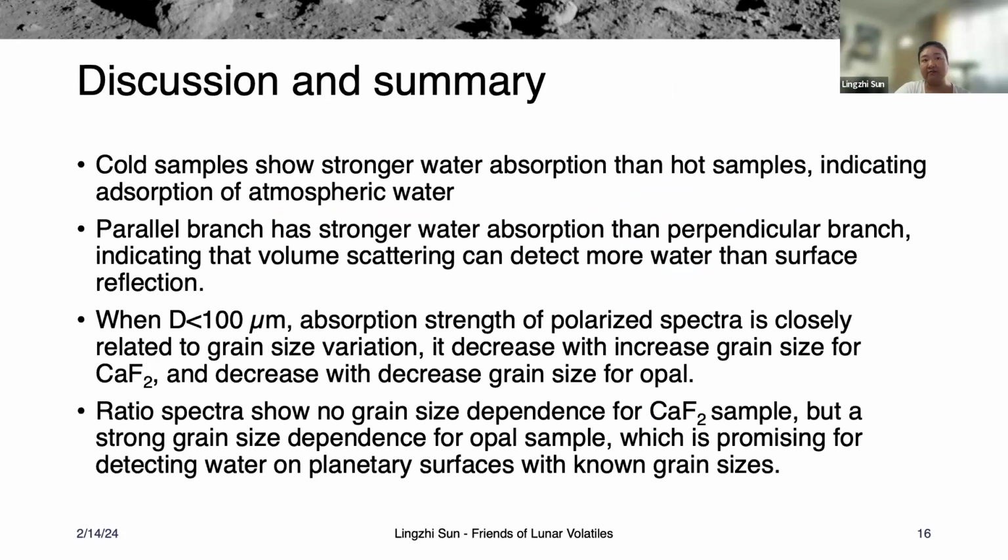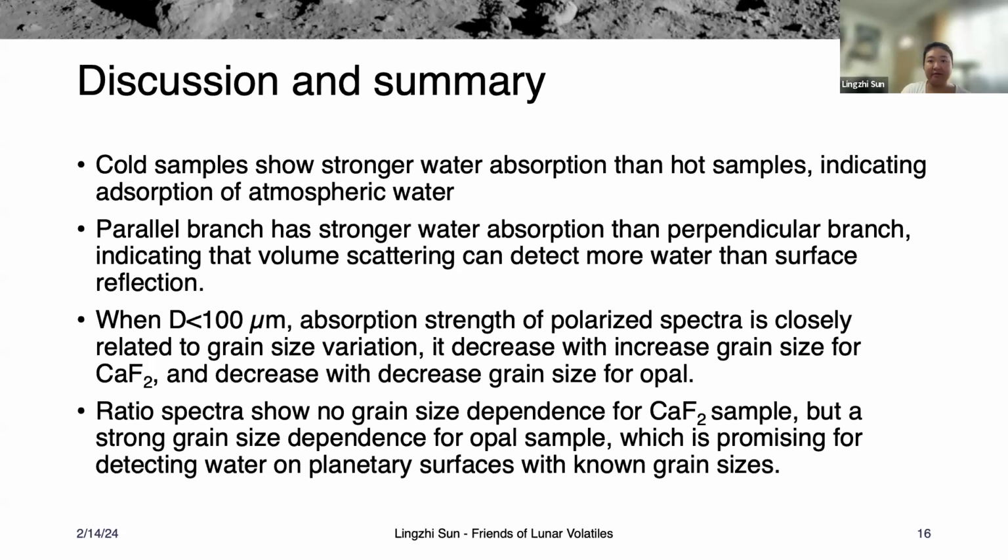And the parallel branch has stronger water absorption than the perpendicular branch, indicating that volume scattering can detect more water than surface reflection. When grain size is smaller than 100 microns, the absorption strength of polarized spectra is closely related to grain size variation. But for material with internal water versus without internal water, the 3-micron variation trend with grain size is opposite.